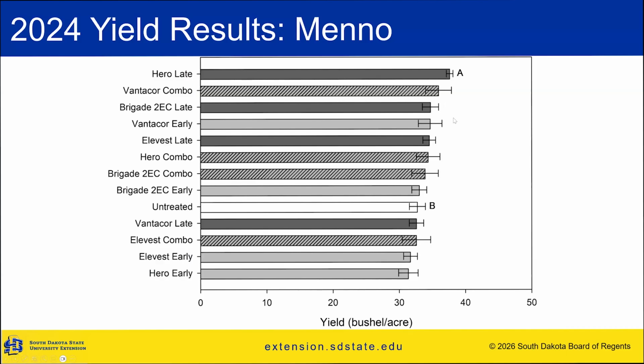So that was that late July application. And we were excited just to see that something looked like it really stood out. And we saw some other trends numerically where there were some increases. But as you can see here, we are looking at maybe 32 bushels, 33, 34 for the untreated, and maybe 36. So not a huge increase.